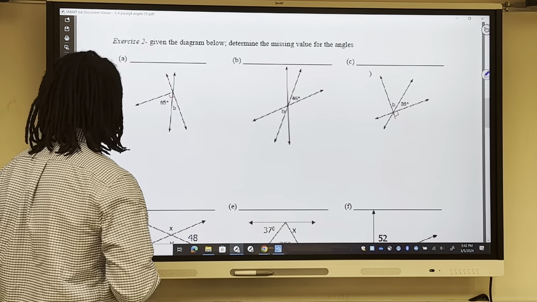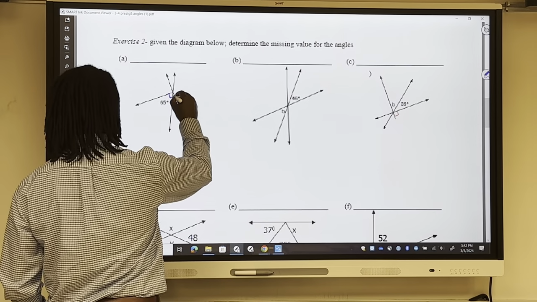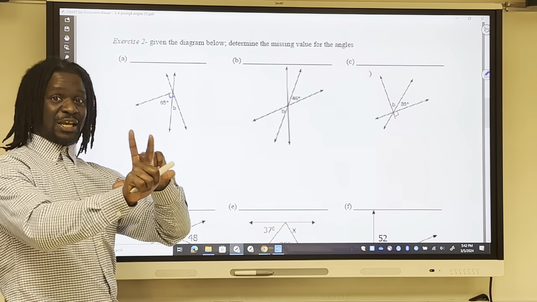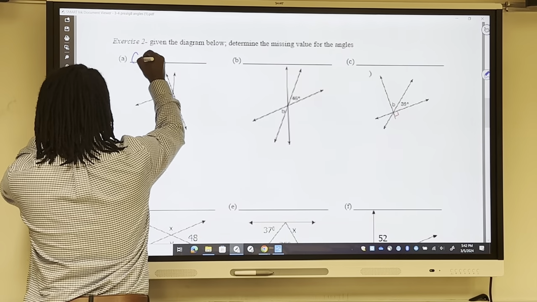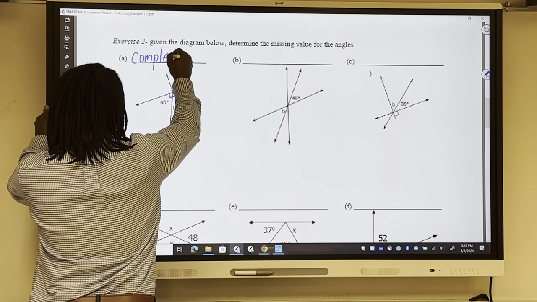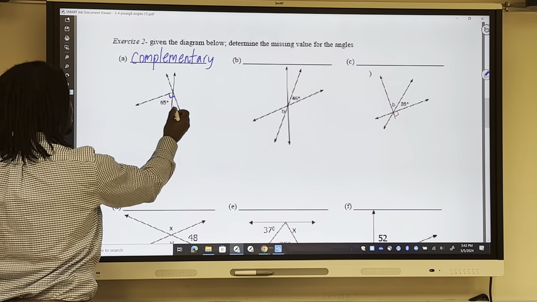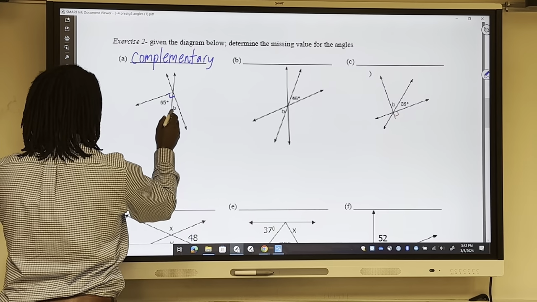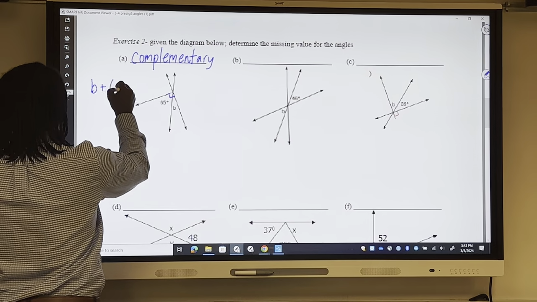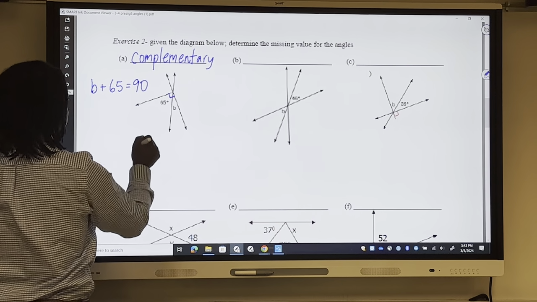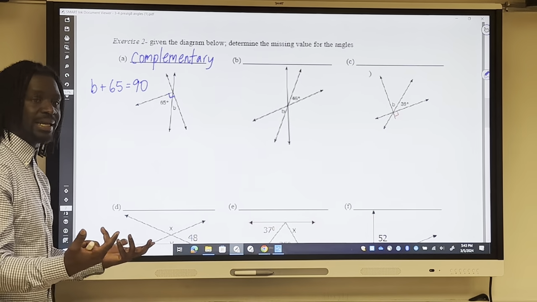So let's look at the first one. What type of relationship is it? Well, it has this box, so that tells me it is a right angle. Because it is a right angle, it is 90 degrees, and that is complementary. So angle B plus 65 is going to give me 90 degrees. So B plus 65 add up to equal 90.